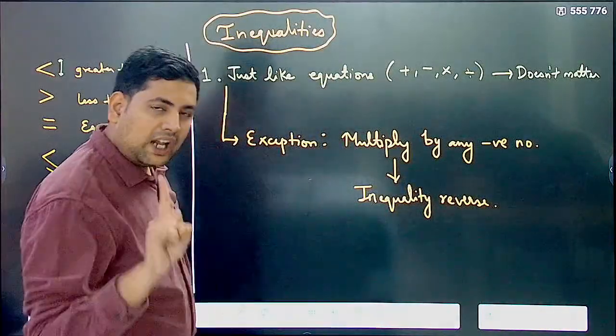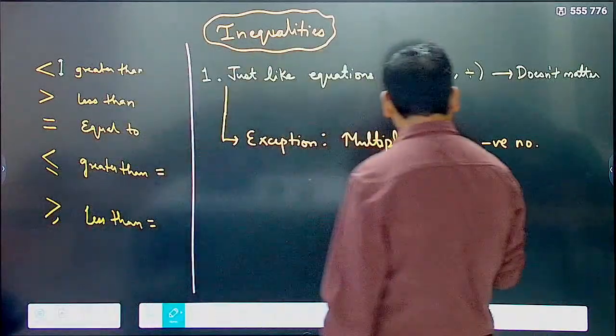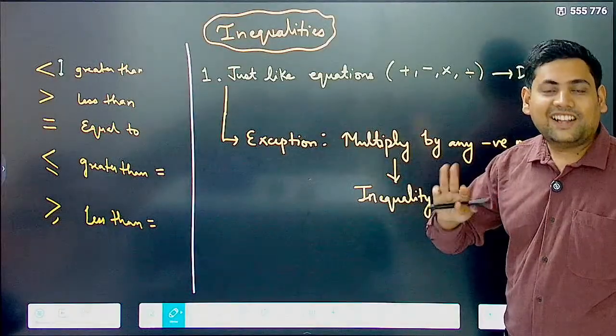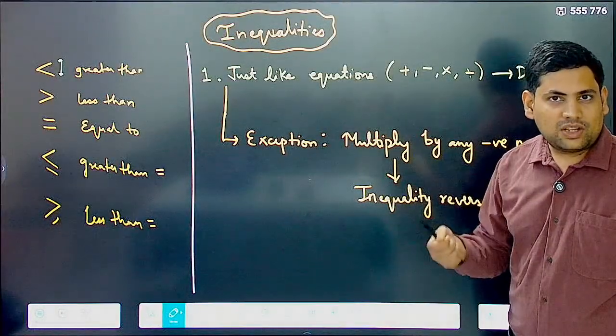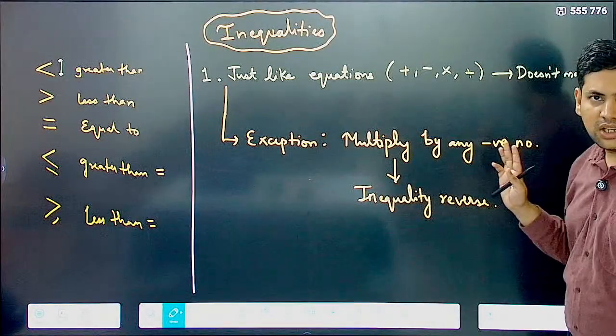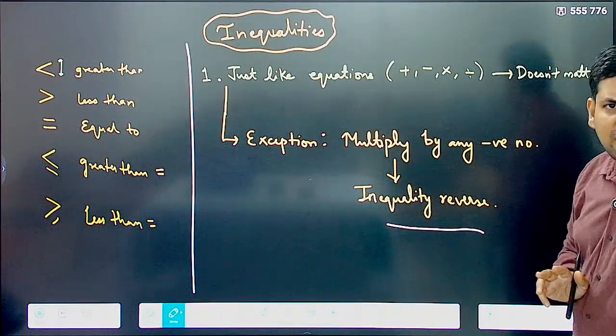There is only and only one exception, that is if you multiply by any negative number, multiply or divide, it's the same thing, correct? Dividing by 2 is actually multiplying by 1 by 2. So multiply by any negative number, if you do, then the inequality reverses. Otherwise the inequality is same.